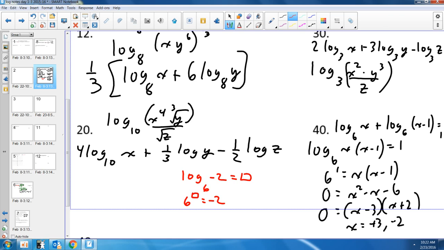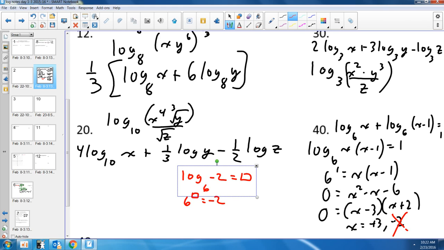Can 6 to any exponent equal a negative number? That answer is no. It's got to be more than 0. So actually, this negative 2 is a problem when I'm trying to figure out what that exponent is. Because that number has to be positive, this one right here gets eliminated because you cannot have a negative in for that number.